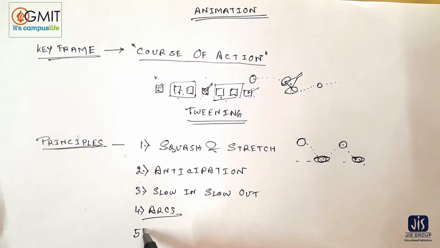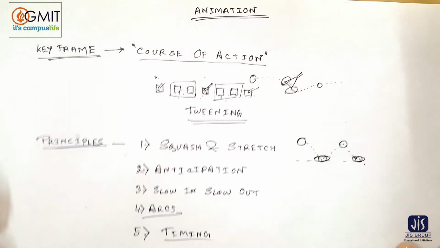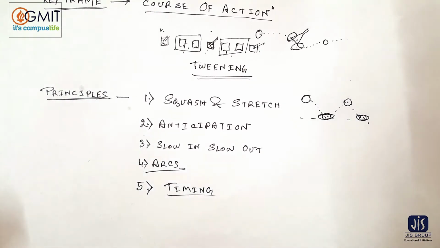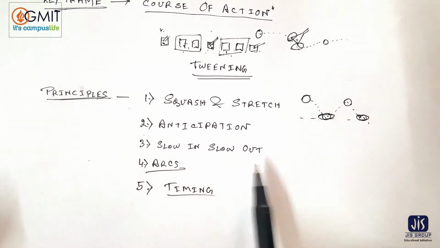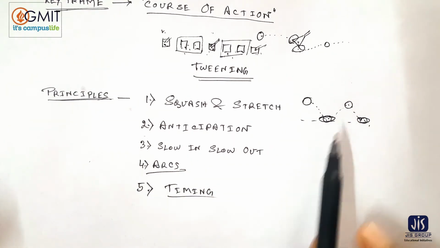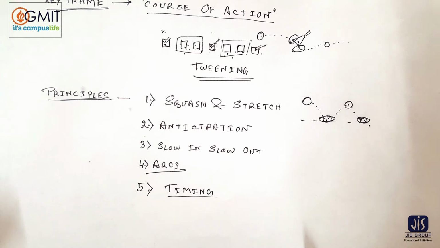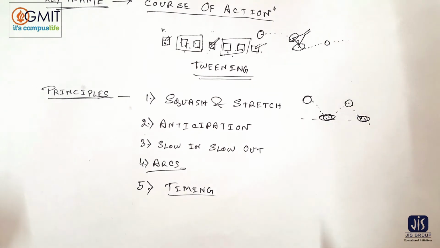Number 5, timing. Time is very important in animation. The speed of an action is an important way to show a character's intent. This is very important. Rapid movement implies emergencies, while slow movement implies deliberation.